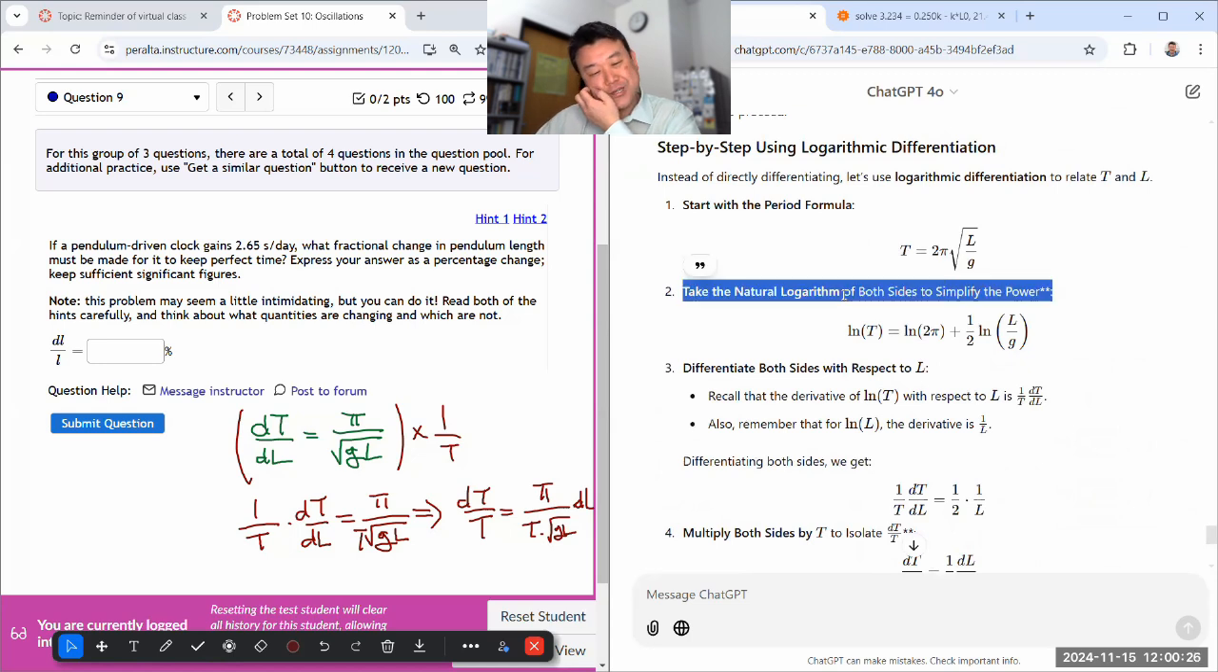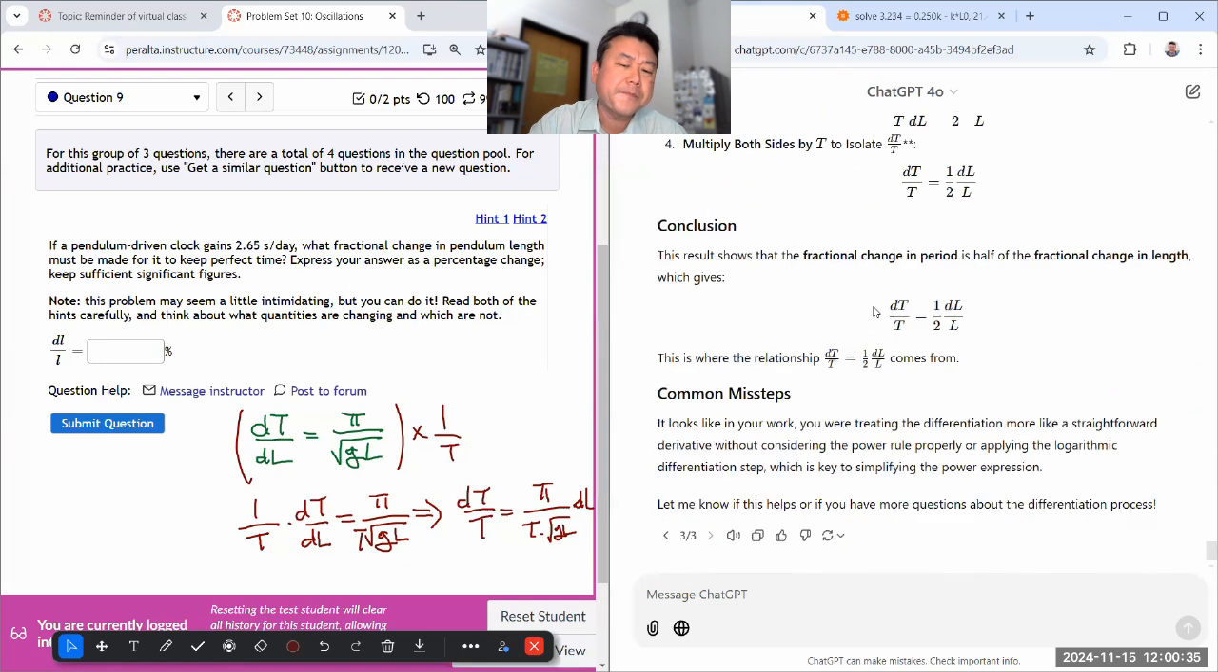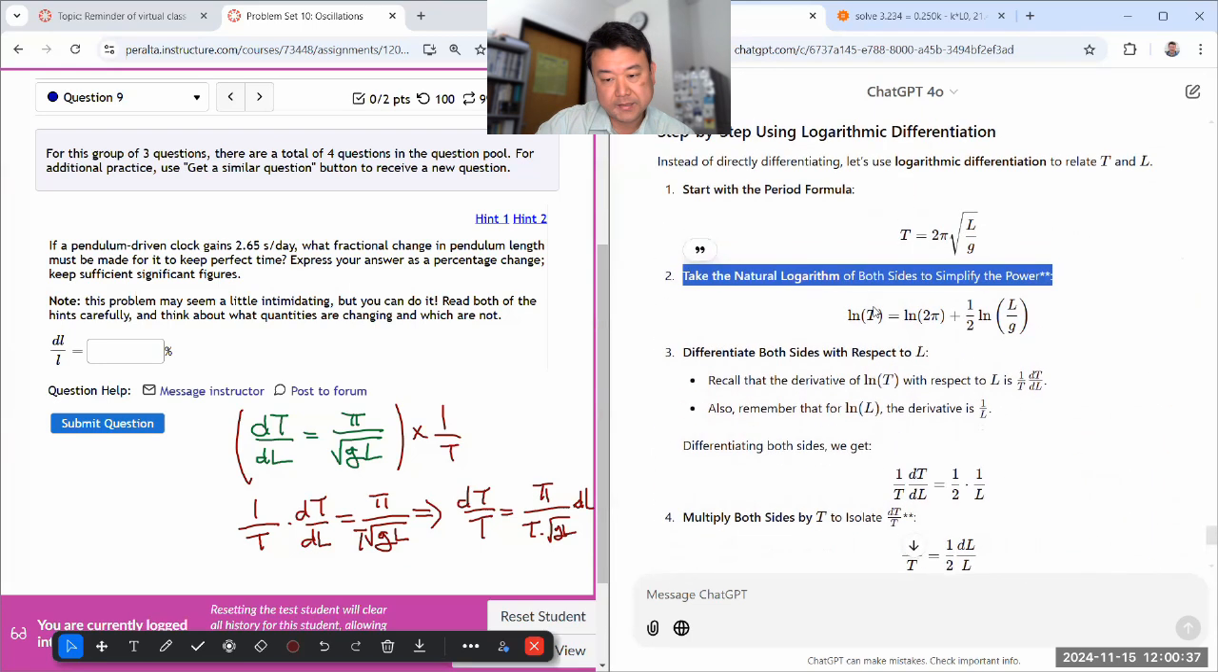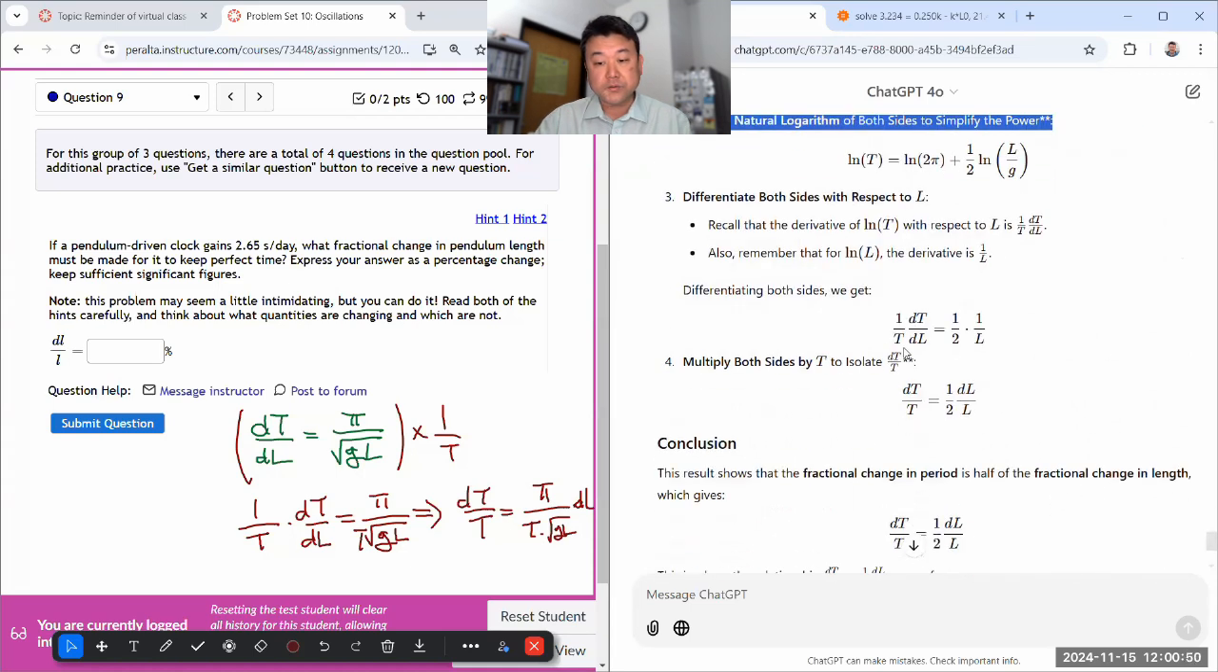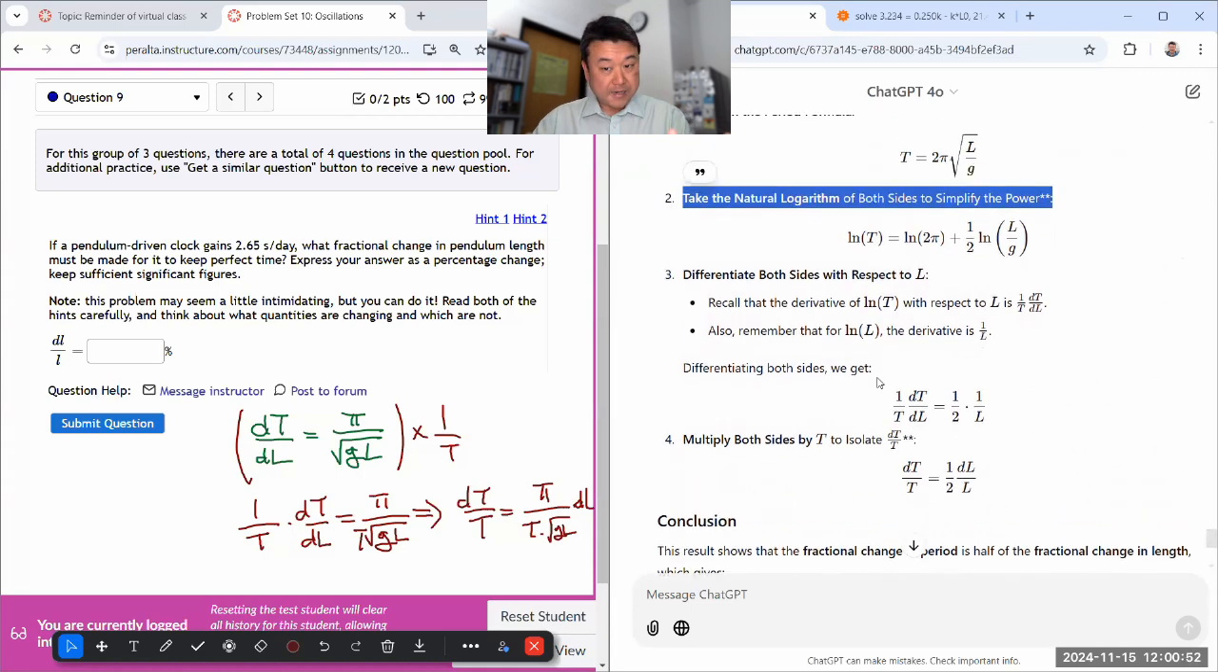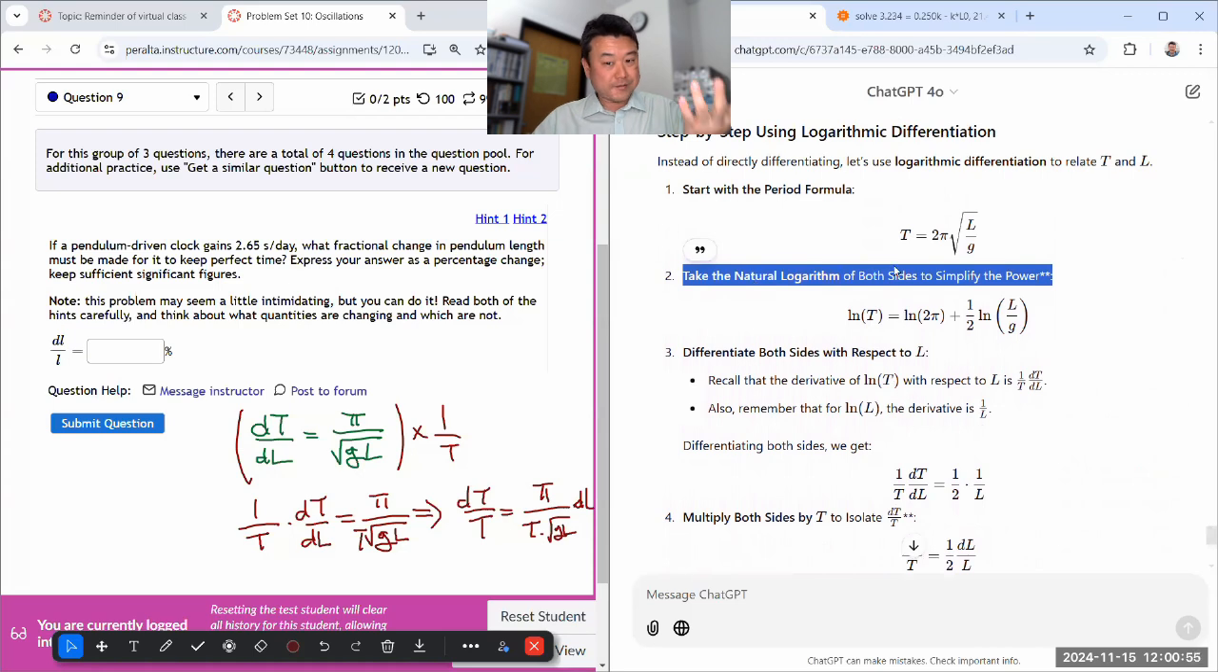Both of the approaches, the one that I did in the other video and the one that ChatGPT is doing here, require a bit of a poorly motivated step. In my case, it was multiplying by 1, where I express the period two different ways: one with the symbol for period, and the other with the expression for the period. And they simplify in a way to give you this. Here, you are doing something weird: just take the natural logarithm and then take the derivative.